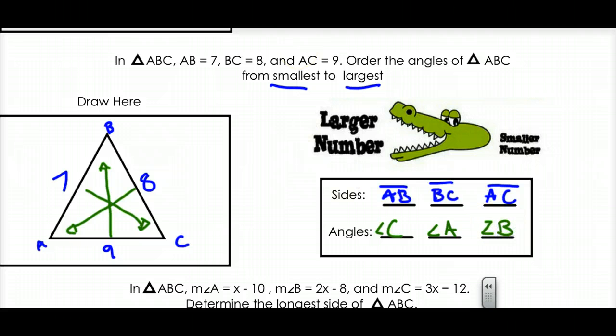All right, now let's just put our greater than or less than symbols in. We know the alligator always eats the bigger one, right? So AB and BC, which one's bigger? Well, AB is 7 and BC is 8, so the alligator is going to eat BC. Actually, let's use a different color. AC is 9 and BC is 8, so we know the alligator is going to eat AC. And we could say the same thing for these. A is greater than C, and B is greater than A.